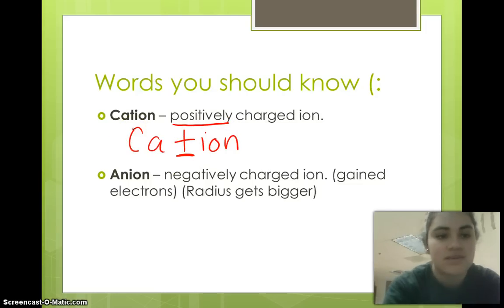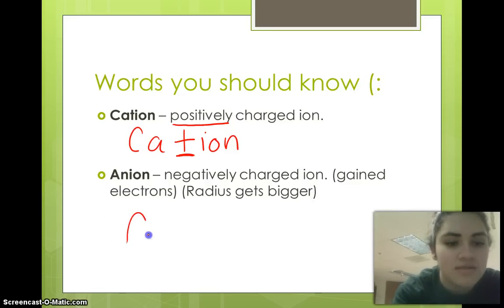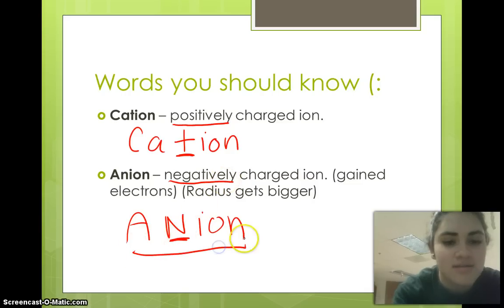And the second word is an anion, and it's a negatively charged ion, and it gains electrons. When it gains electrons, the radius gets bigger. And a good way to remember that is anion, the N for negative. So remember, N, negative, anion.